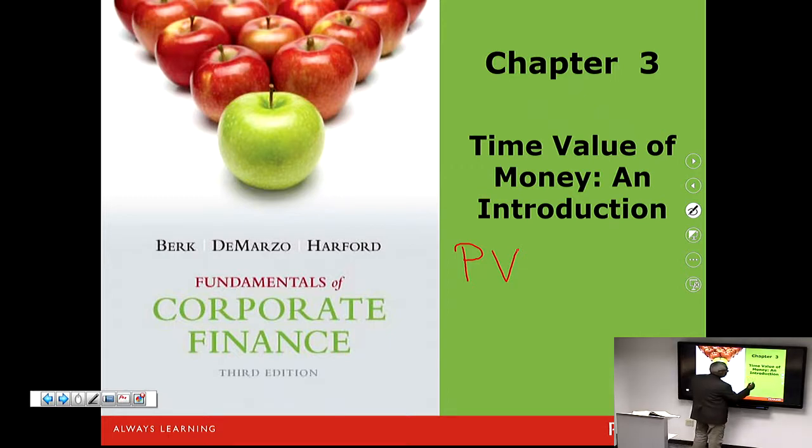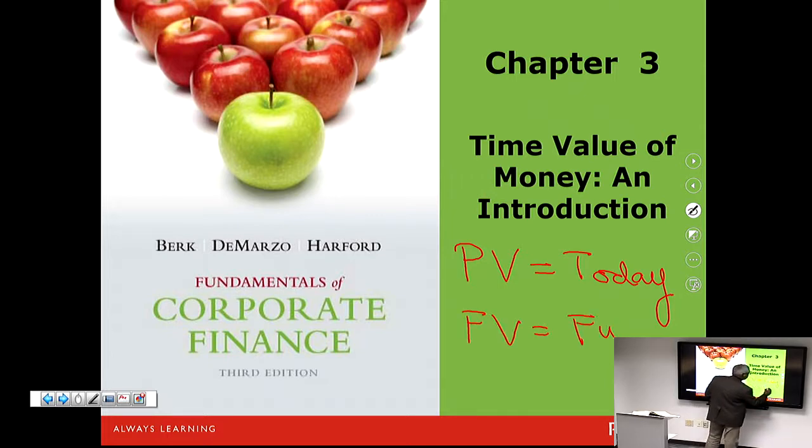In other words, the only way we can compare economic opportunities across time is to reduce them into a common time frame, i.e. either we state all cash flows in terms of their present value, which is today, or we state them in terms of their future value at some point in the future. A year from now, 2 years from now, 3 years from now, and so on. So we have to convert cash flows into their common frame, and that's the task that we have in this chapter.